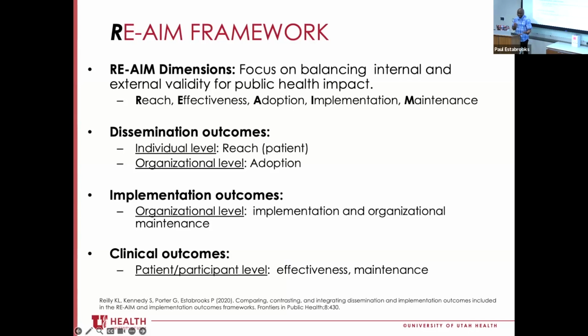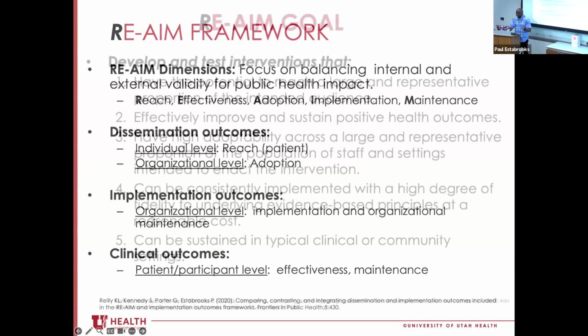It has different elements. We have the dissemination outcomes, which are operationalized at the individual level. So we're talking about reach at the patient level, and at the organization level, adoption. REHIM also has implementation outcomes, which are operationalized at the organization level, and Paul is going to talk more about this when it comes up. That includes measuring implementation and organization maintenance of that intervention. And we have the clinical outcomes, which are operationalized at the patient level mostly, and that focuses on effectiveness and maintenance.